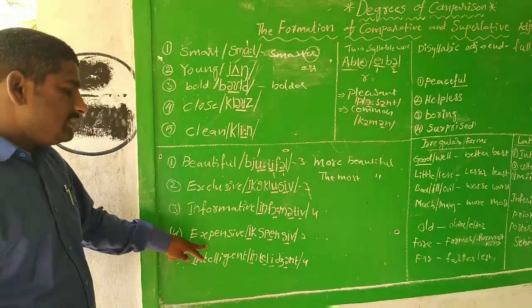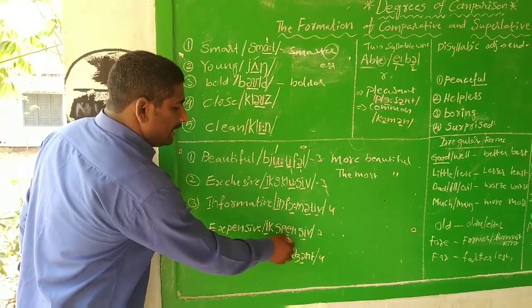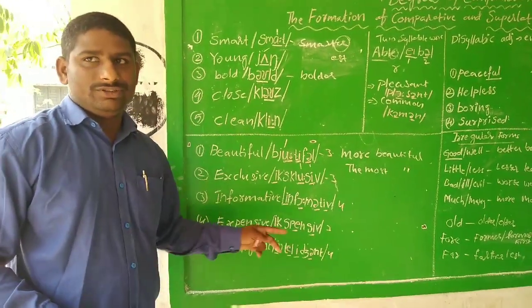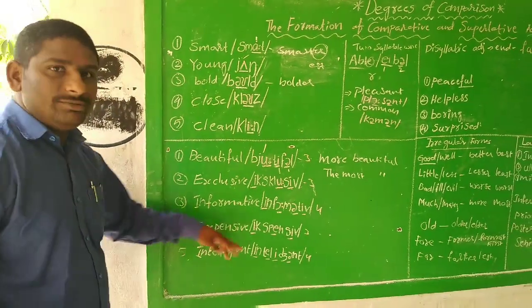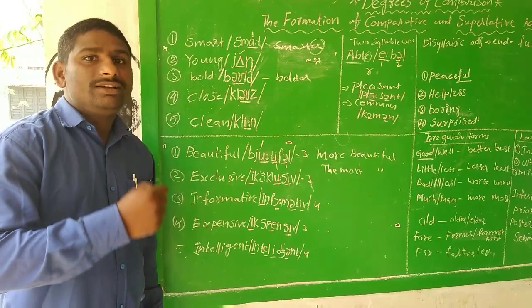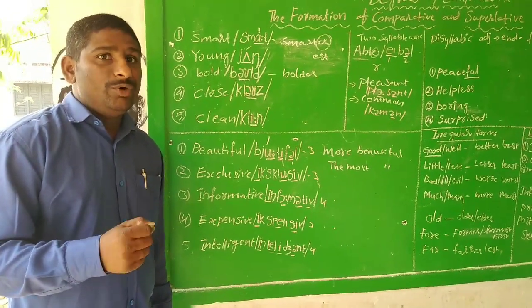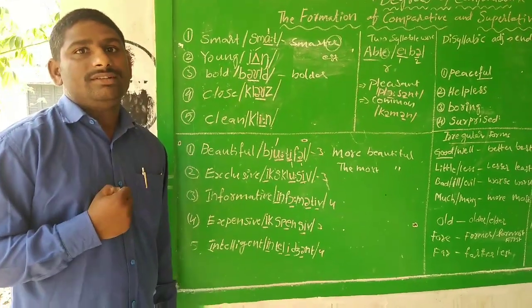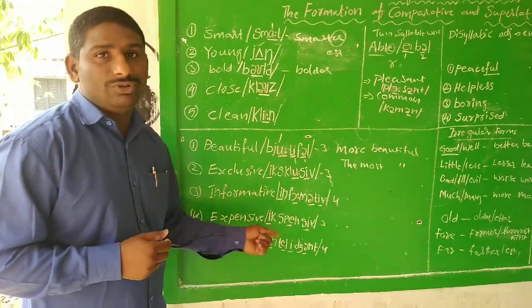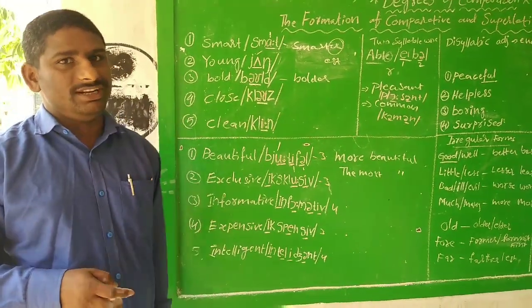And expensive. Here expensive: E, A, E. Again we have 3 syllables and a trisyllabic word. So this can be expensive. My mobile is more expensive than his mobile. His mobile is the most expensive than. So you cannot say like that. So than cannot be used with the most form. Okay, this is the most expensive mobile. You can say like that.